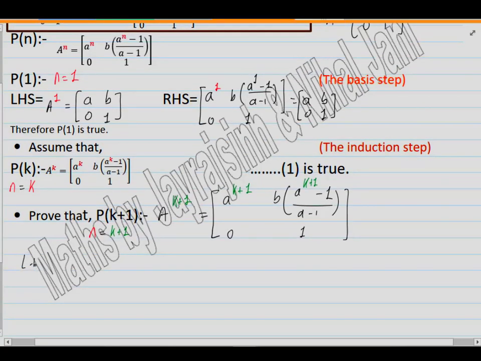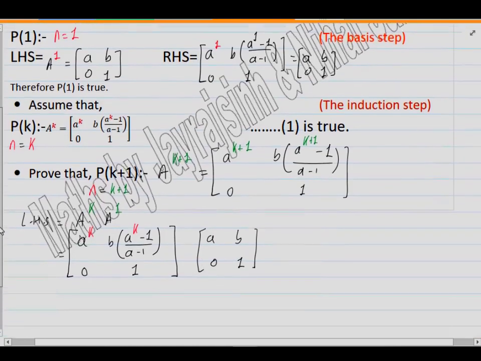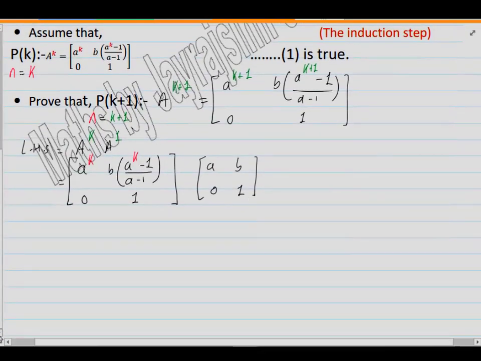Let's begin from the left hand side. In the left hand side we have A raised to k plus 1, or we can split it into A raised to k into A raised to 1. Now we already have the value of A raised to k from the first equation, which is this big matrix, and A is already given as [a, b; 0, 1], right? Now we just have to multiply the matrices, simplify it, and get our right hand side.